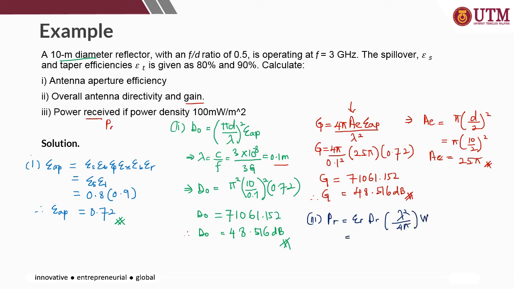So epsilon R is the EAP, 0.72, and DR, your directivity, is 71061.512, multiplied with lambda squared, 0.1 squared, divided by 4 pi, and the power density given is 100 milli, that is 100 times 10 to the power of minus 3. So your PR is equal to 4.07 watt.